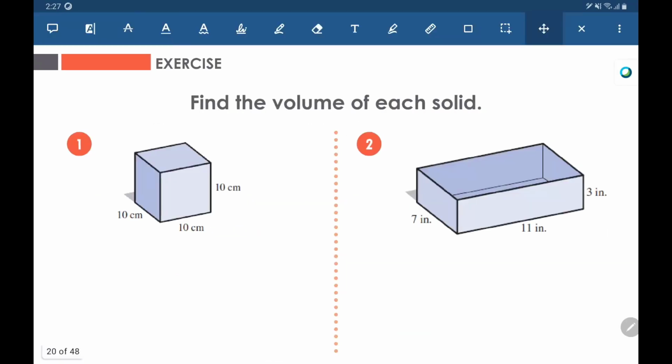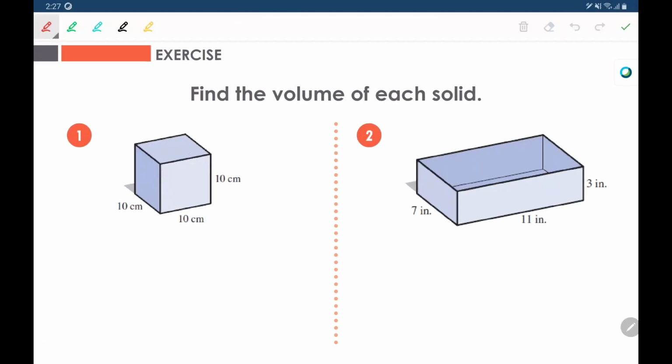Then in this exercise, you can find the value of each solid here. The first exercise, the volume of the first solid. This shape is a cube. So the volume of a cube is side by side by side, right? Then 10 centimeters by 10 centimeters by 10 centimeters. So you get 1000 cubic centimeters.